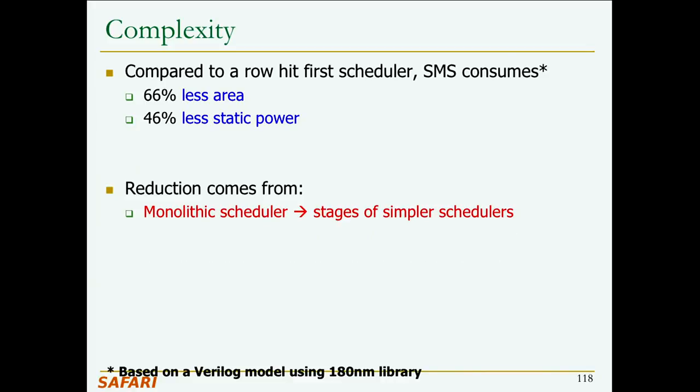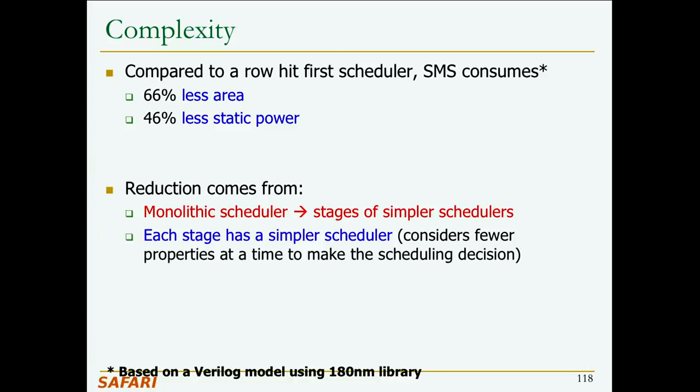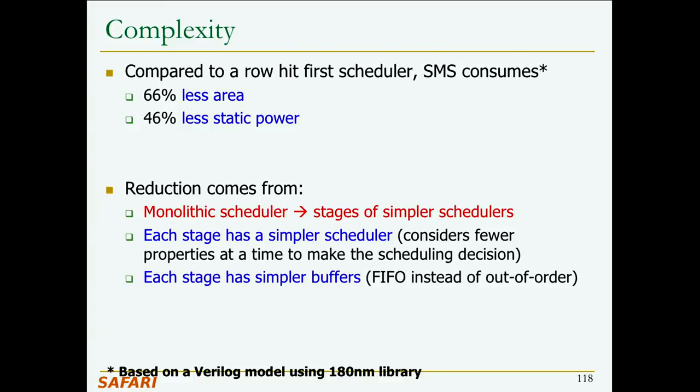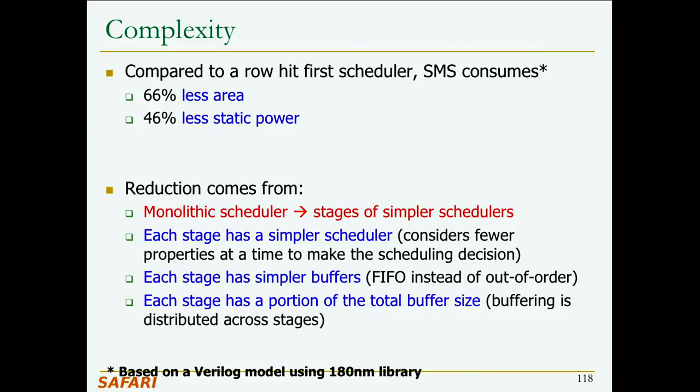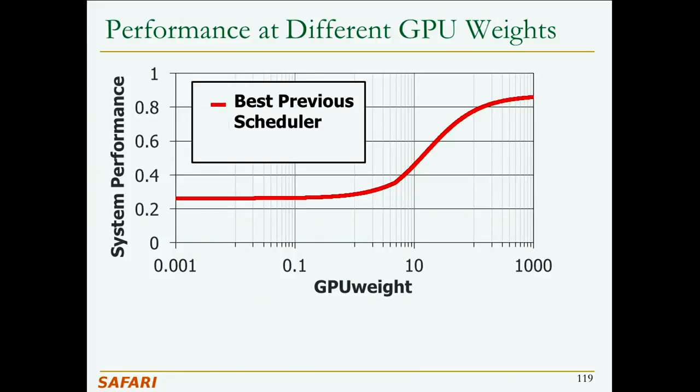And the reduction really comes from this monolithic scheduler becoming stages of simpler schedulers. Each stage has a simpler scheduler, considers fewer properties at a time to make the scheduling decision. And each stage has simpler buffers, FIFO instead of out of order. You could actually make even the first stage FIFO while losing some row buffer locality. And each stage has a portion of the total buffer size. Buffering is really distributed across the stages. So it's really a distributed, multi-level scheduler. And I'll give you very quickly performance results.